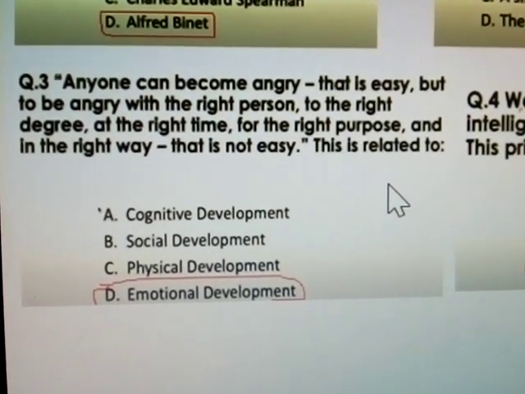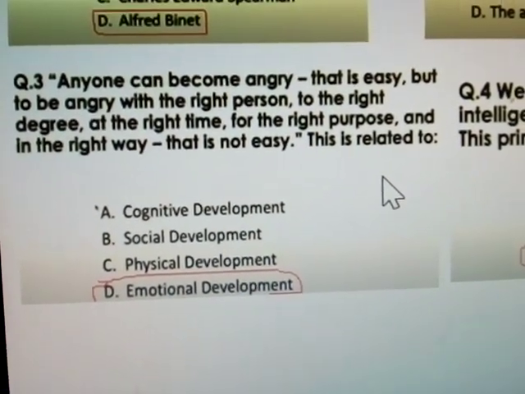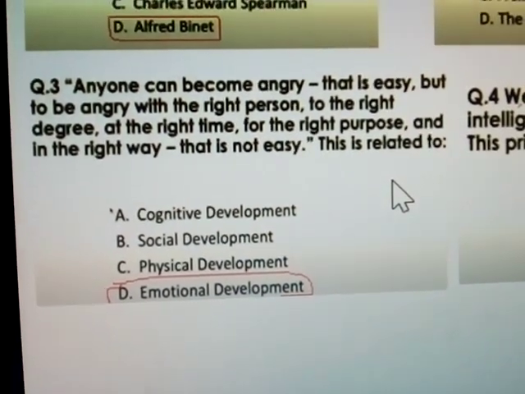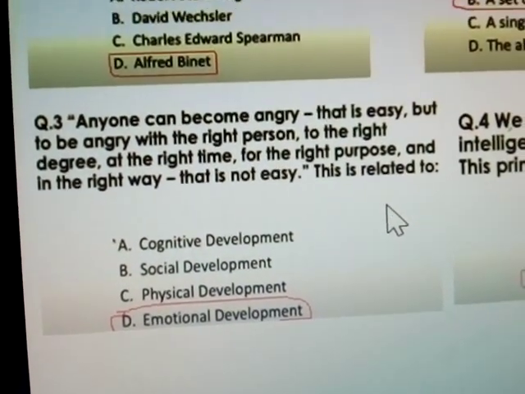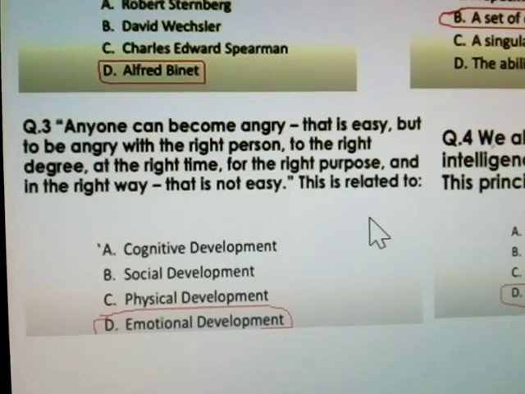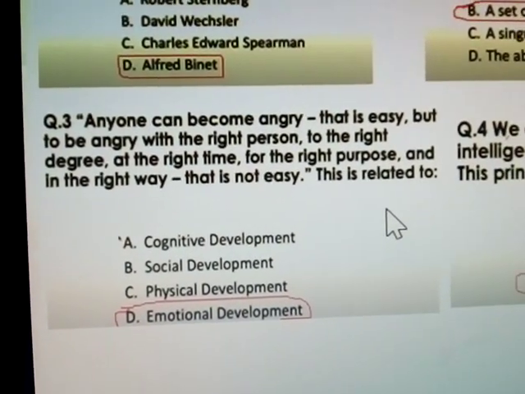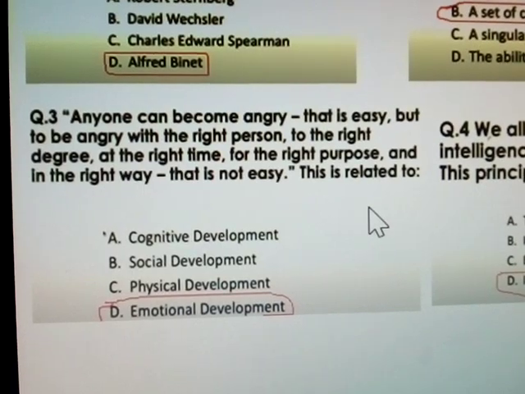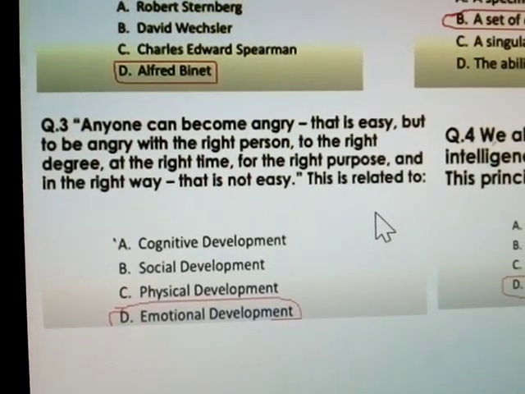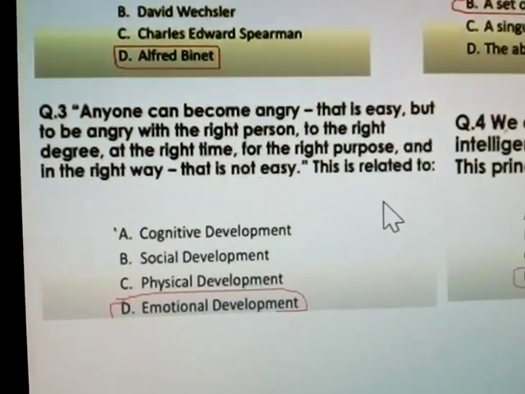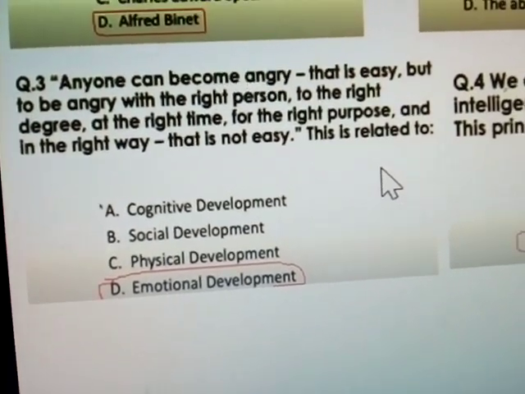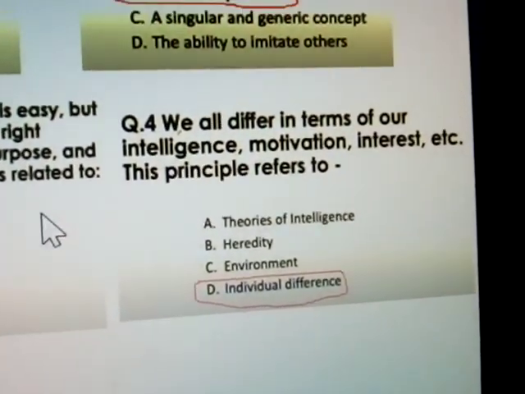Third question: Anyone can become angry, that is easy. But to be angry with the right person, to the right degree, at the right time, for the right purpose and in the right way, that is not easy. This is related to what? Answer D, emotional development.